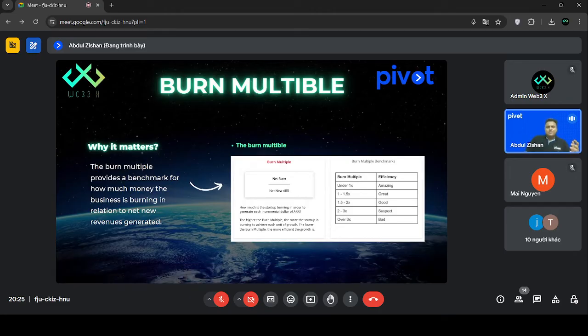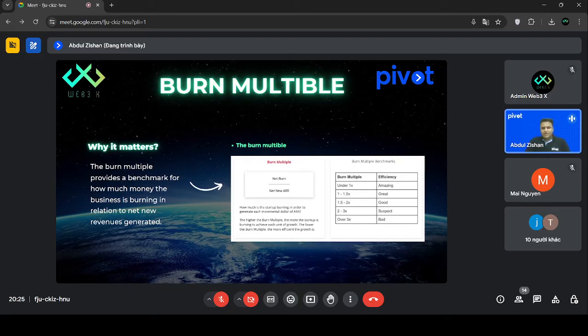So the burn multiple measures how efficiently a startup is spending money relative to its revenue generation. It's calculated by dividing net burn by the net new revenue. So whatever amount is being spent, what kind of revenue it is bringing in would give you the burn multiple. For instance, if your net burn for a quarter is $500,000 and your net new revenue is $200,000, your burn multiple would be 2.5. You will just simply divide it by the new revenue you have achieved.